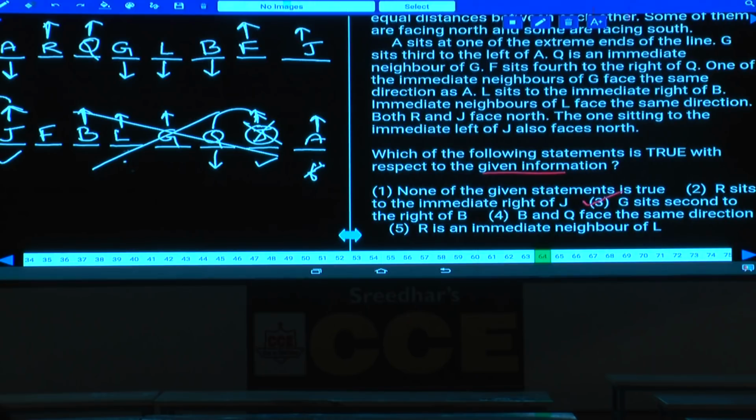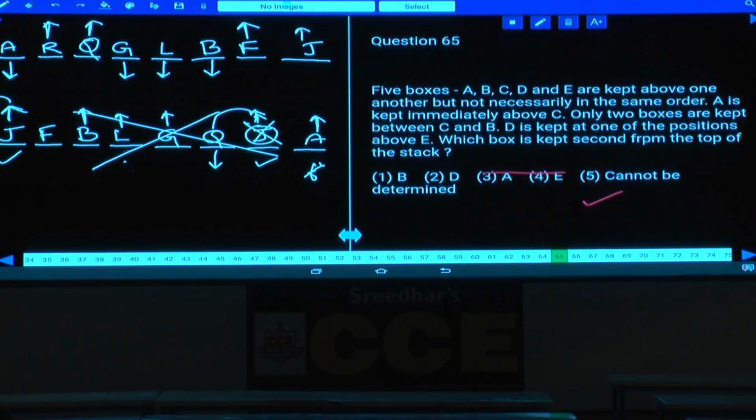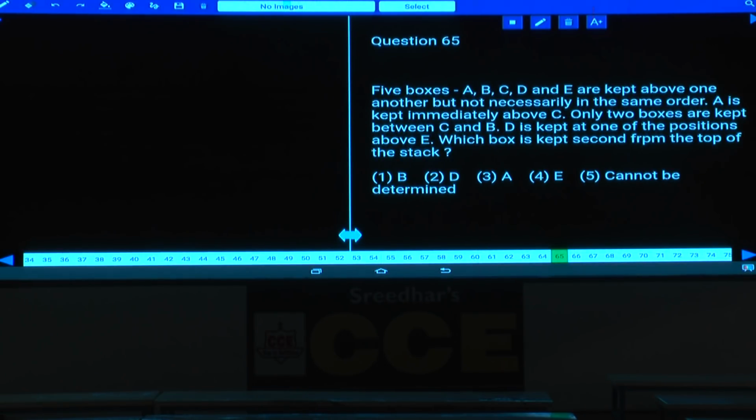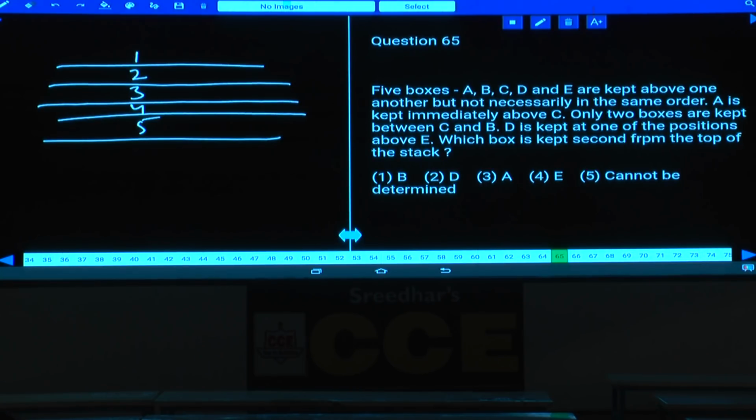Then question number 65. Now this question number 65 is based on a separate question. 5 boxes are kept one above the other but not necessarily in the same order. 1, 2, 3, 4 and 5. Now these 5 boxes are kept in these 5 different positions, one above the other. Then A is kept immediately above C.